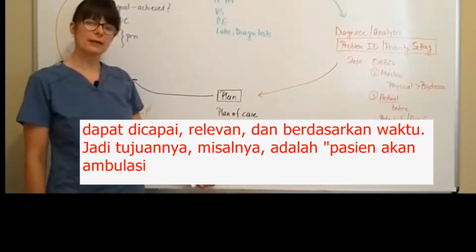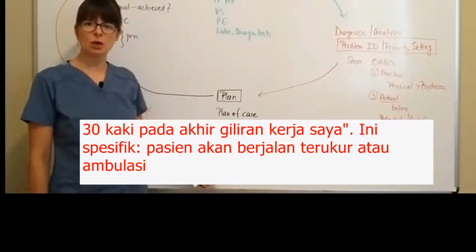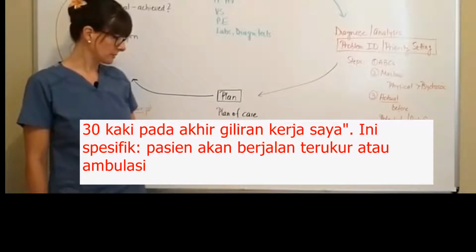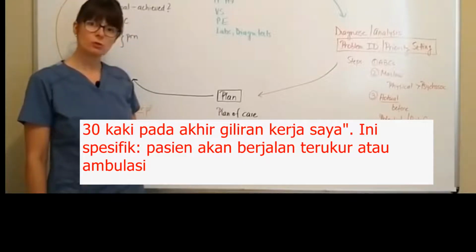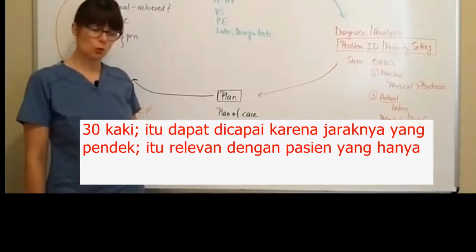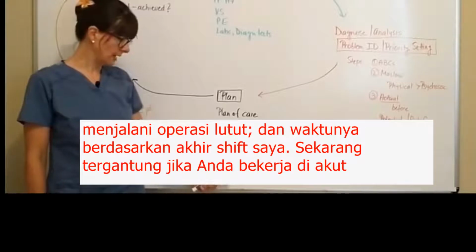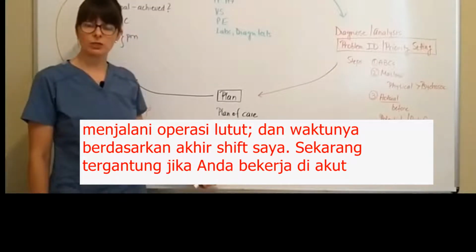So a goal, for example, would be the patient will ambulate 30 feet by the end of my shift. This is specific, the patient will. Measurable, walk or ambulate the 30 feet. It's attainable because it's a short distance. It's relevant to the patient who just had knee surgery, and it's time-based by the end of my shift.